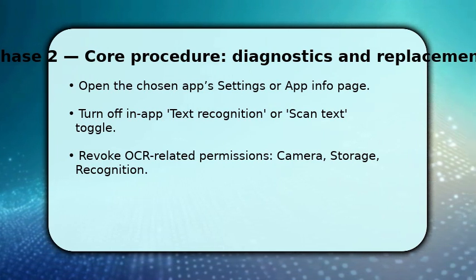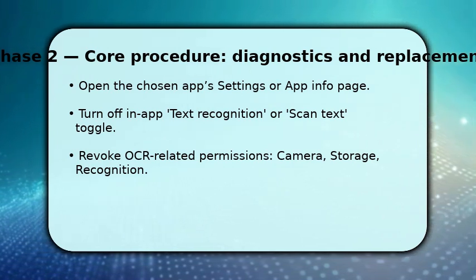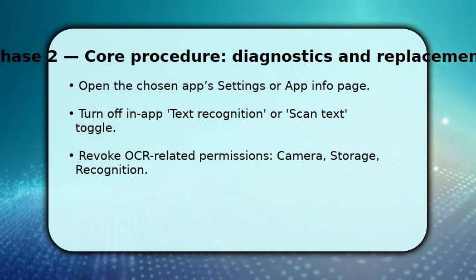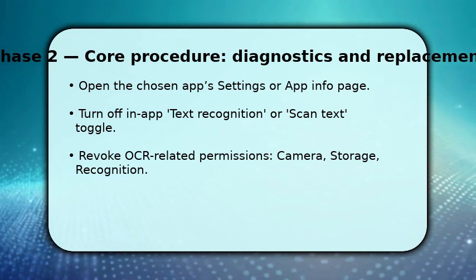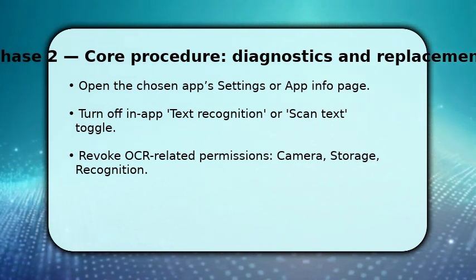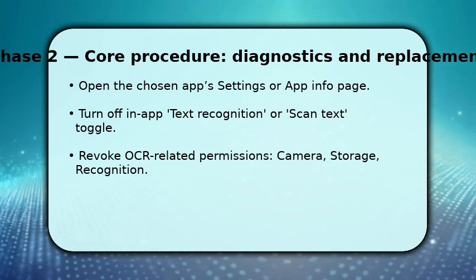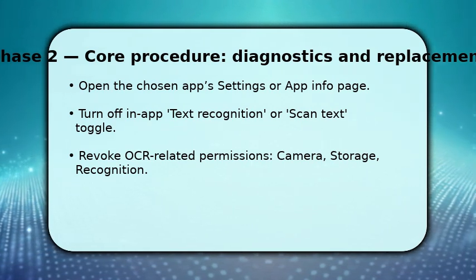If you don't see a toggle, revoke permissions tied to recognition, camera, storage, or any special recognition permission. You do this because permission removal prevents the app from accessing data needed to perform OCR. Make sure to confirm changes and exit cleanly.